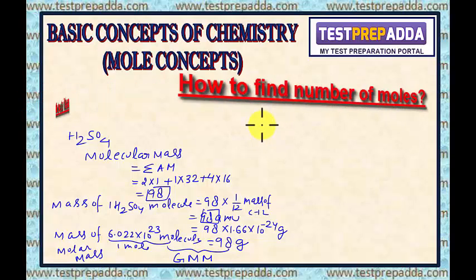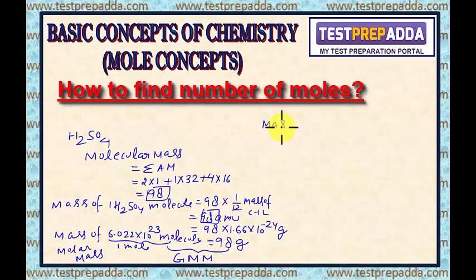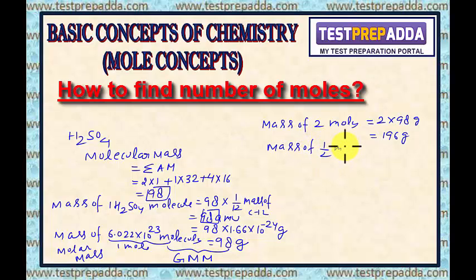If I ask you what is the mass of 2 moles of H2SO4, what will you do? 2 into 98 gram, because 98 gram is the mass of 1 mole. For 2 moles, I'll just multiply by 2. The value comes as 196 gram. Now, if I ask you the mass of half mole of H2SO4, what will you do? Just multiply half into 98, and the value comes as 49 grams.